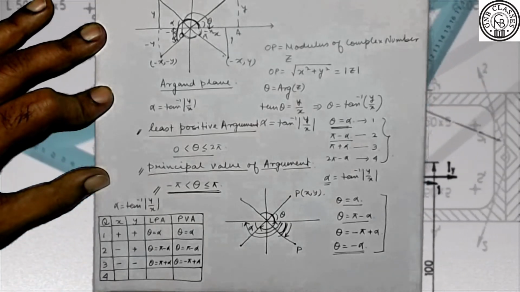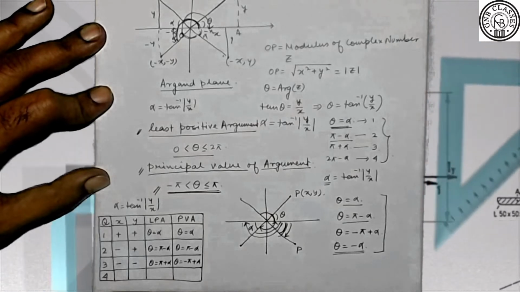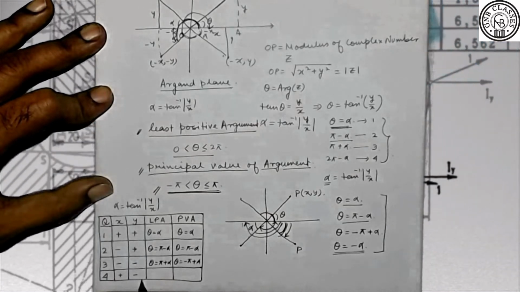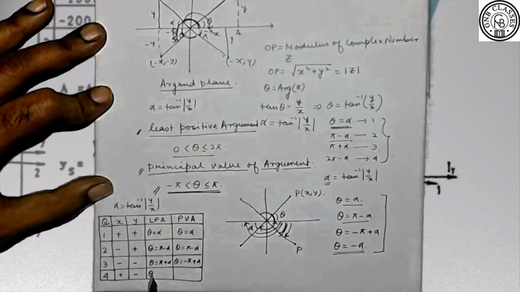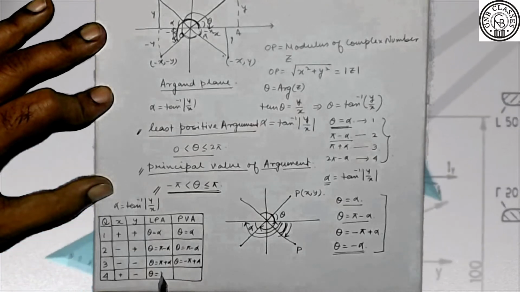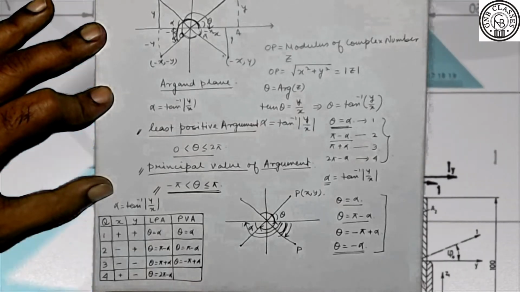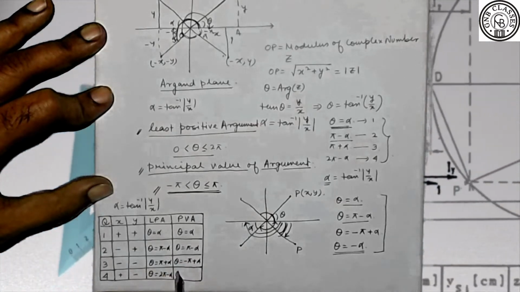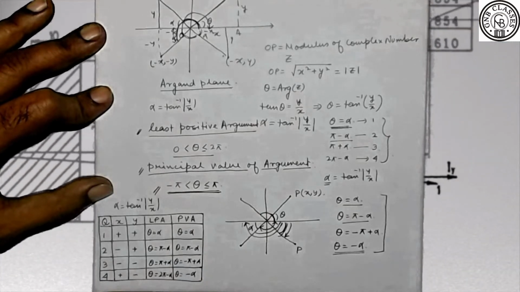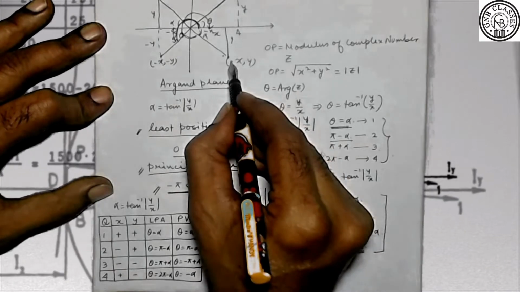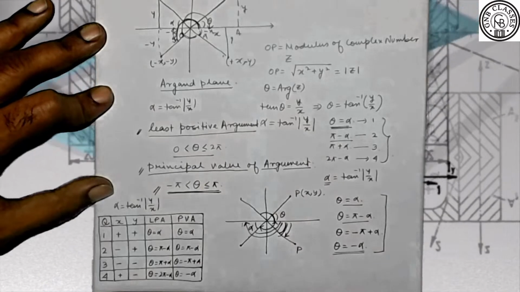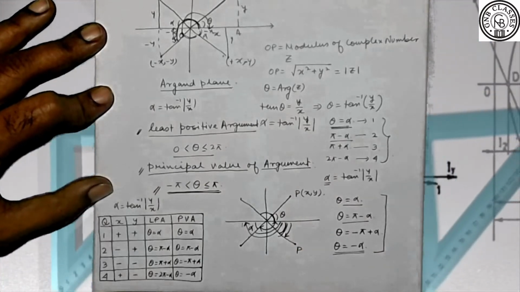And when the point is in the fourth quadrant, that is x is positive and y is negative, then your theta, that is the least positive argument, theta will be 2 pi minus alpha, and the principal value of the argument theta will be minus alpha only. Have you understood it clearly? Absolutely. Now one mistake I have made, this is plus y and this is plus x and minus y. Okay, it is understandable. Is it fine with you people?